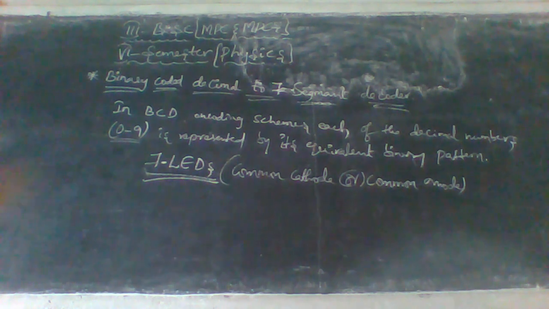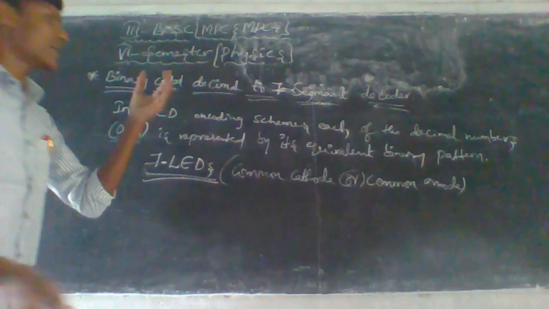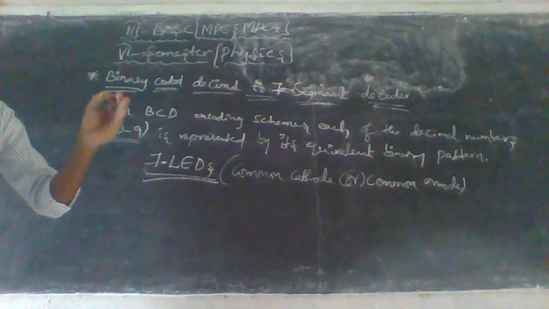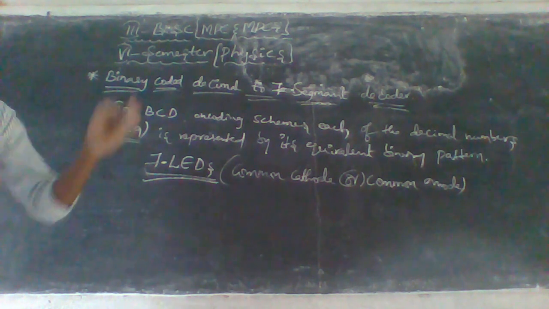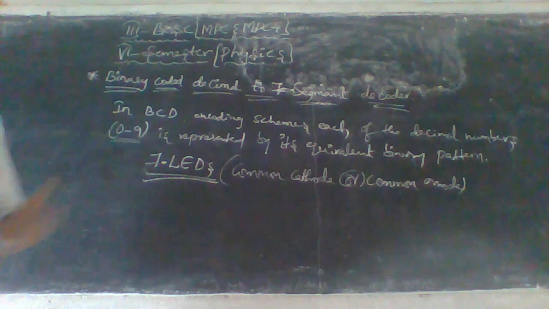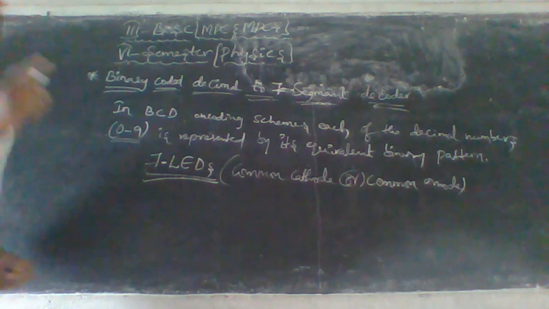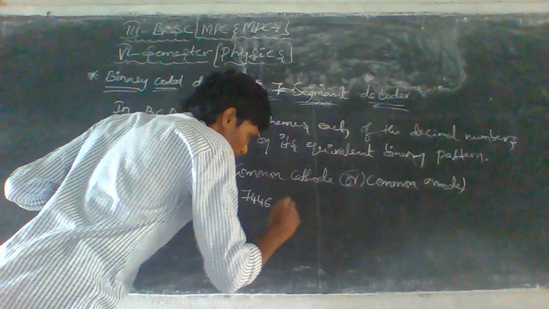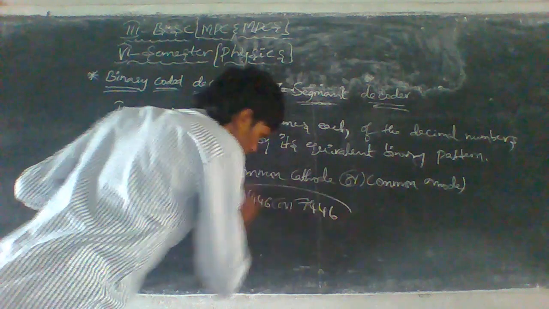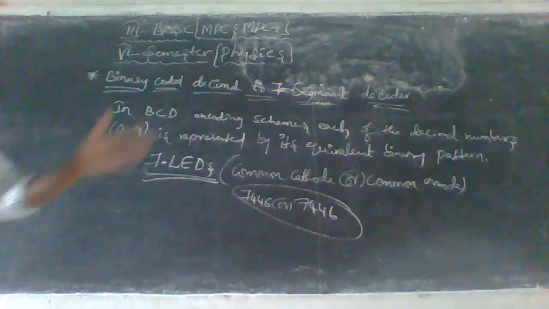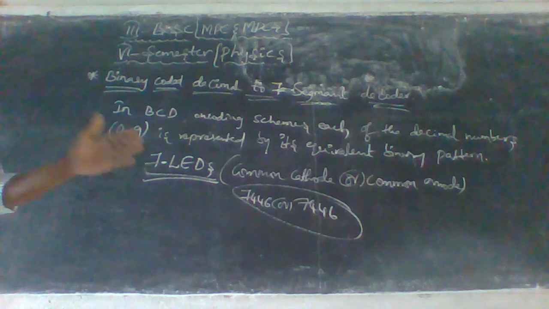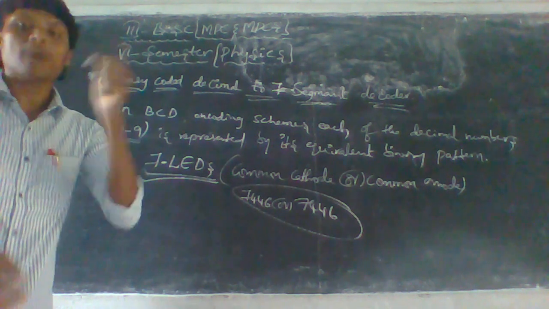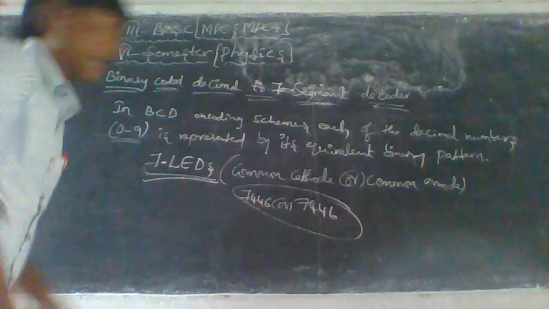Here BCD, binary coded decimal, is a circuit which converts binary code into decimal numbers by using the integrated circuit 7447 or 7446. There are two types of 7 segment LED displays: the first is the common cathode type and the other is the common anode type.